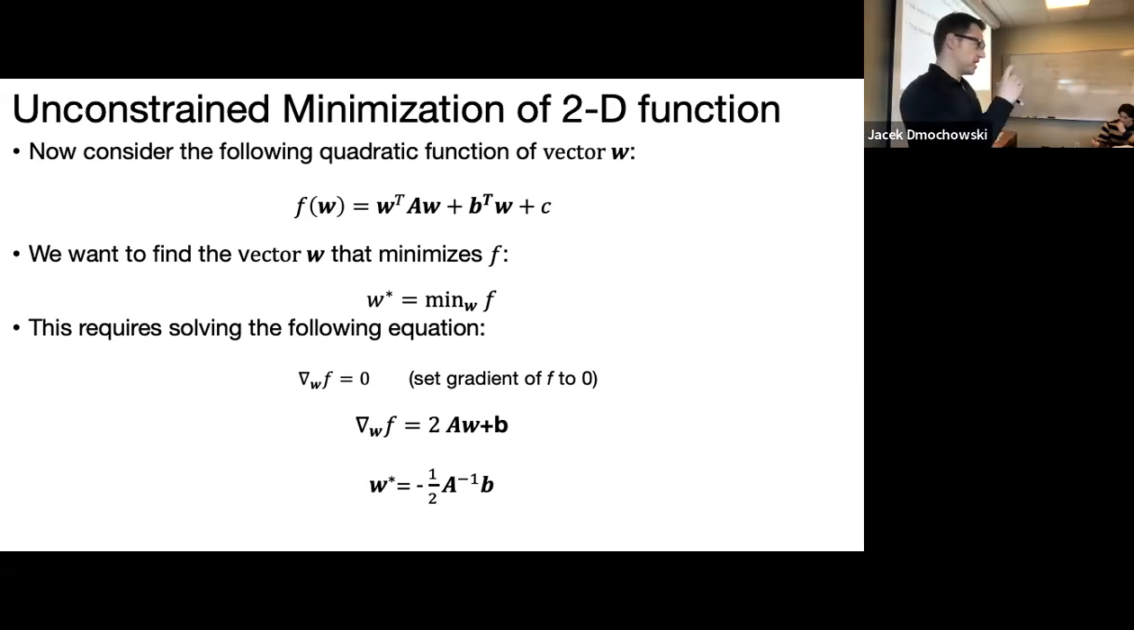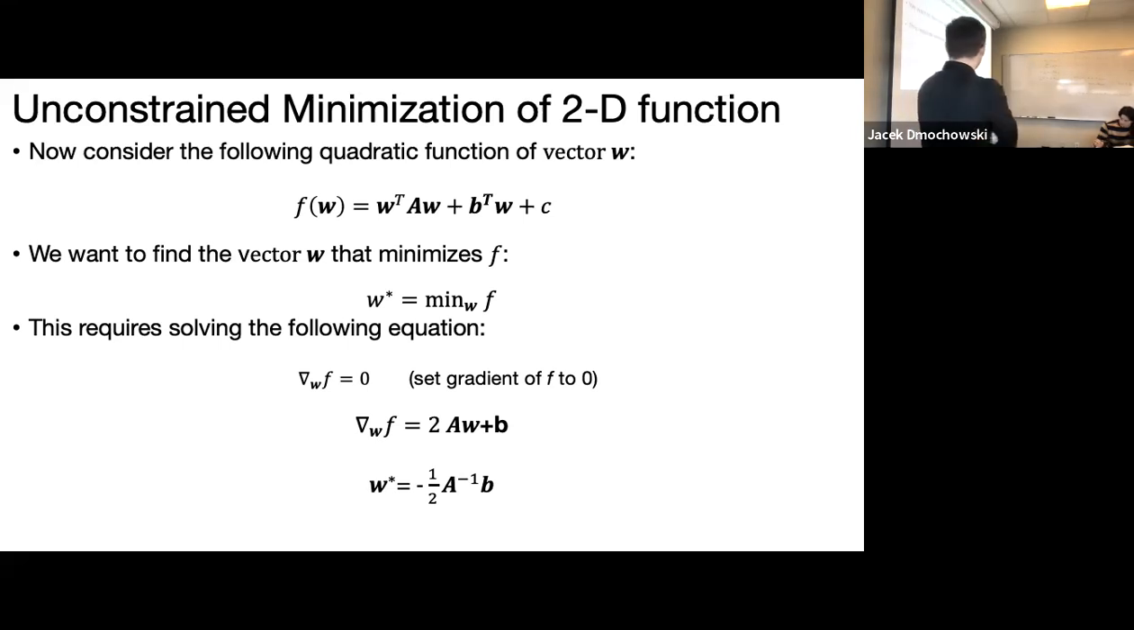Now remember, this is a vector function. You're looking for the vector w such that this becomes 0. If you rearrange, you get -1/2 the inverse of A times b. One thing about this is that A needs to have an inverse for the solution to exist.